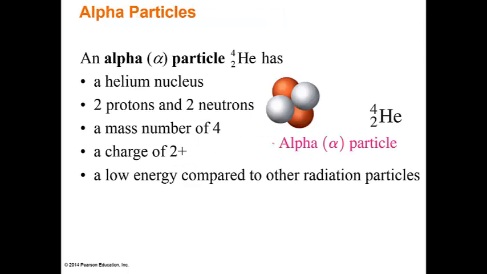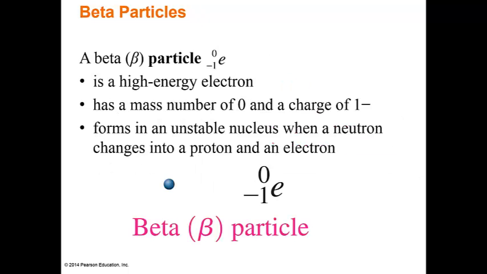Well, an alpha particle is a helium nucleus, 2 protons, 2 neutrons, has a mass number of 4, and a 2 plus charge. It's low energy compared to other radiation particles, and we'll talk about what we mean by low energy in a second. We then have beta particles. It is a high energy electron, and it's being shot. It's like flying at you.